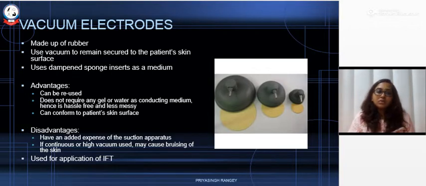The disadvantage with a vacuum electrode is that you get an added expense of having the vacuum machine. You need to have that suction apparatus in order to create the vacuum, and that becomes an added expense. Also, if by mistake or by accident you are using a continuous vacuum or a high vacuum, it may also cause bruising of the patient's skin. These kind of electrodes are usually used for the application of interferential therapy.